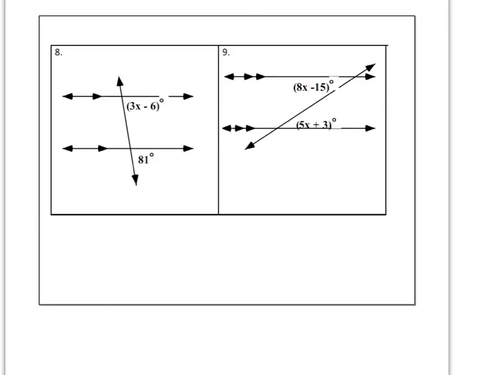Will you guys pause the video, try numbers 8 and 9 on your own, try to set up the equation. Are they equal to each other? Do they add up to 180? Try to set up your equations and solve them, and when you're done, then unpause the video.